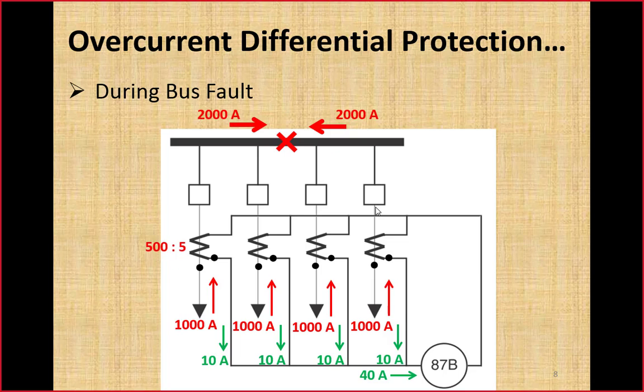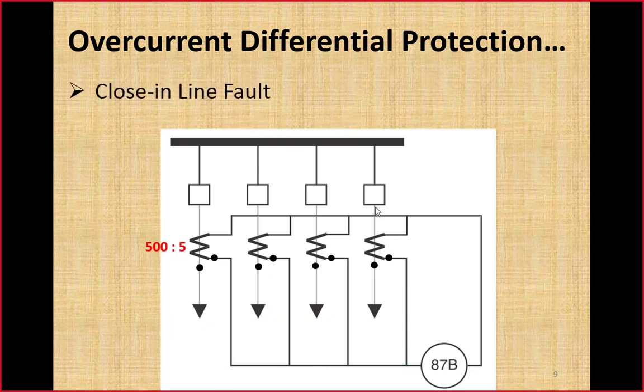Next, let's see the response of this relay in case of an external fault. There is again a fault condition but outside the zone of protection. That is known as a close-in line fault. I mean that is a fault on the line but close to the bus. So the level of fault current is not going to change much. It will remain the same because the fault location hasn't changed too much.